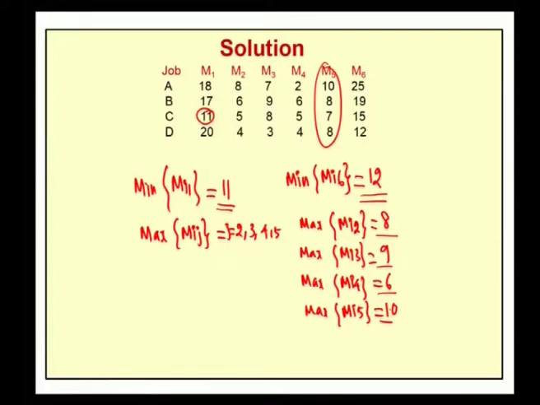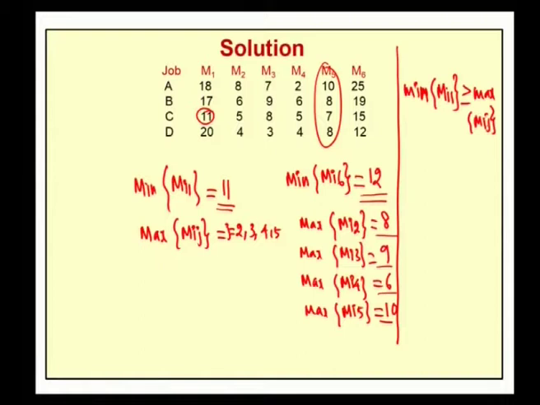Now, after obtaining these values, we have to check whether minimum of Mi1 is greater than or equal to maximum of Mij, where j varies from 2, 3, 4, 5. Here the minimum Mi1 value is 11, which is greater than or equal to the maximum of Mij, where j equal to 2 means 8, j equal to 3 means 9, j equal to 4 means 6, j equal to 5 the value is 10. So, 11 is greater than or equal to all these values, therefore this condition is satisfied.